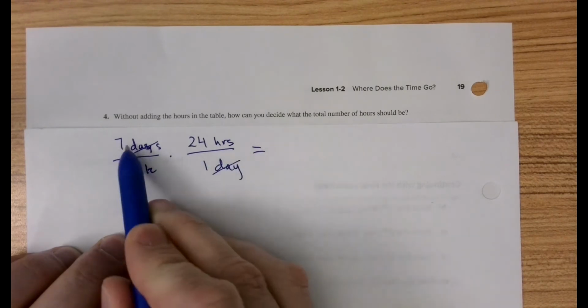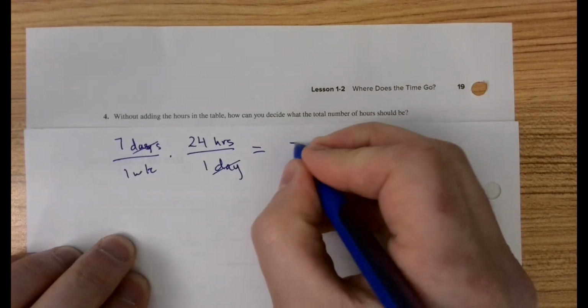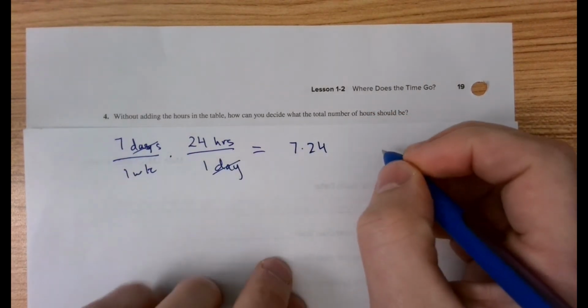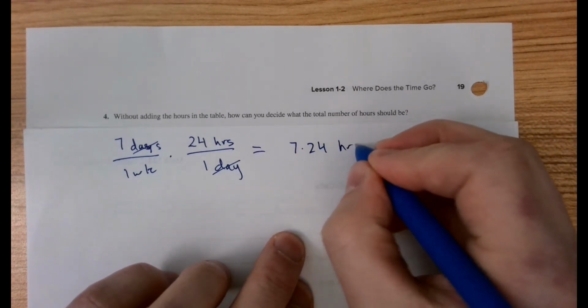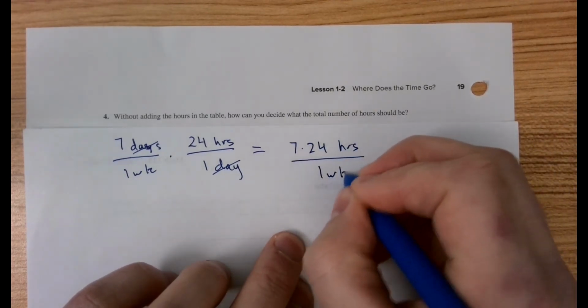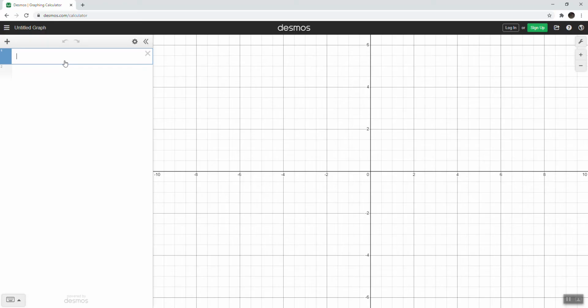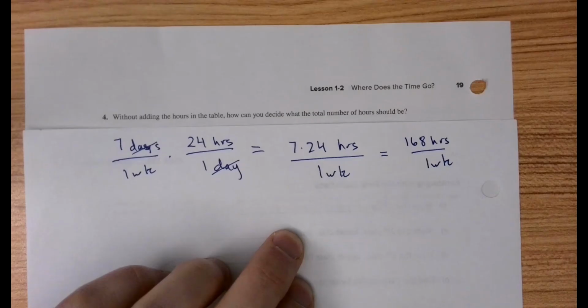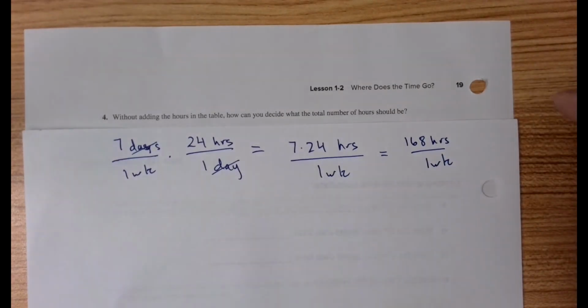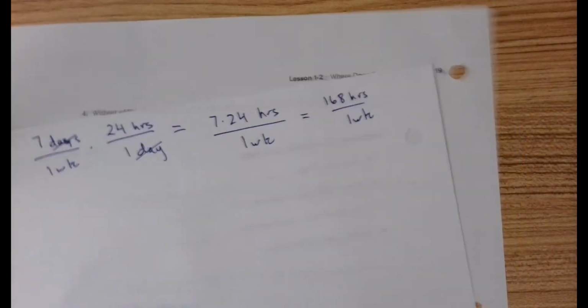So then all we have to do is multiply the top times the top. In other words, this is 7 times 24. How many hours is that? And that's the number of hours we would expect there to be in 1 week. So let's just take a quick glance at Desmos again. We'll do this calculation. 7 times 24. I'm getting 168 hours per week. That's what we would expect for the sum of all of those hours in that table to be.